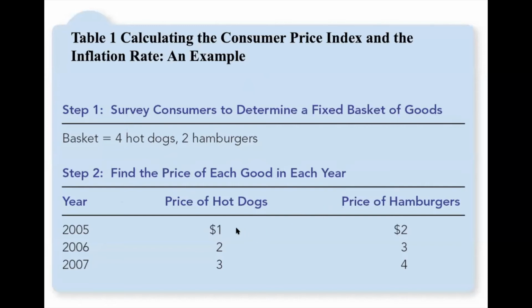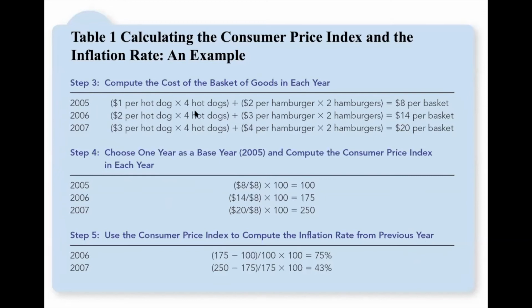So again, you can see that they use the same prices as in the previous chapter, right? The price of hot dog increased from 1 to 3 in 3 years, and the price of hamburgers increased from 2, 3, 4 in 3 years. Then we calculate the cost of living. The cost of living in the first year is 8 per basket. The second year, 14. The third year, 20.